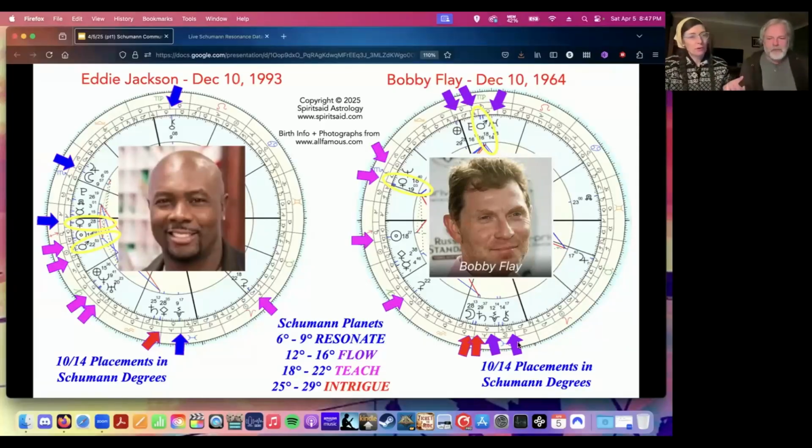So, as befits people who are famous, both of these men have a lot of placements in their Schumann degrees, 10 out of 14. And both of them have Venus, which is the planet of food, and Mars, which is the planet of physical activity, in these Schumann zones. Eddie Jackson on the left is famous for being a pro football player in addition to a chef. But Bobby Flay, if you watch his show, Beat Bobby Flay, is actually very physical. He runs around a lot, he throws things, and he does salsa dancing. So he has a lot of physical energy as a performer, even though he isn't famous for being an athlete. But I think he was athletic in high school. He was on the high school baseball team or something like that.